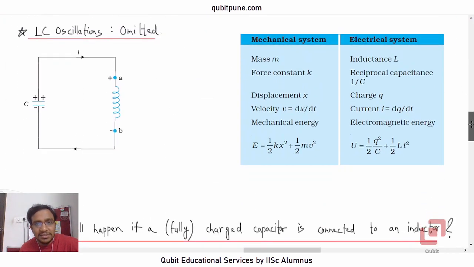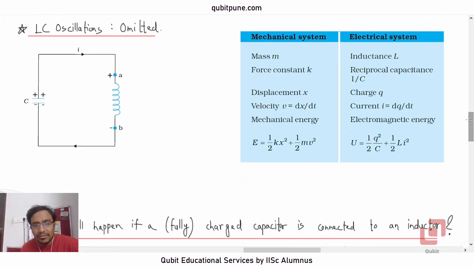The LC oscillations have been omitted, so I will not talk about them. But again, you can clearly see that. Let me just summarize this in one or two statements. LC oscillations refer to a fully charged capacitor connected across an inductor.